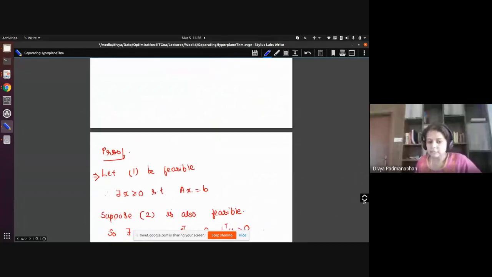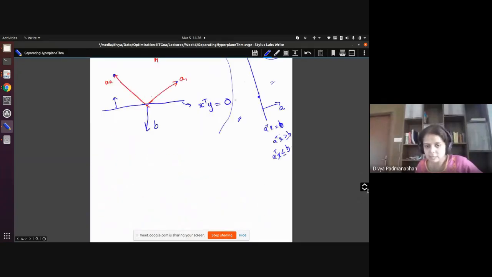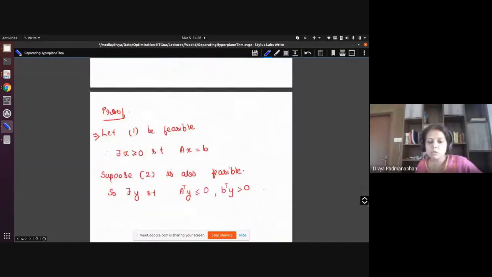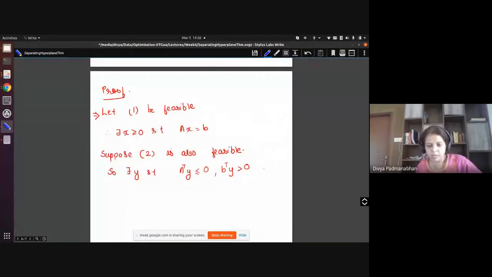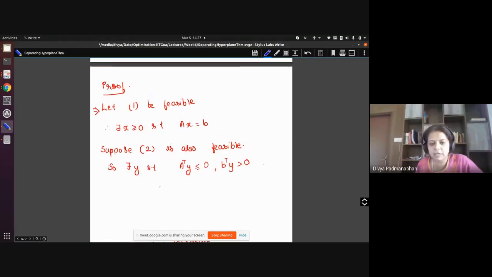Suppose the first system is feasible. So there is an x greater than or equal to 0 such that Ax is b. So b lies in the cone of A1 to AN. Now suppose the second system is also feasible. So there is some y such that A transpose y is less than or equal to 0, and B transpose y is strictly greater than 0.